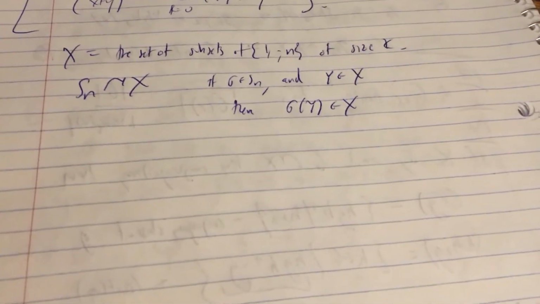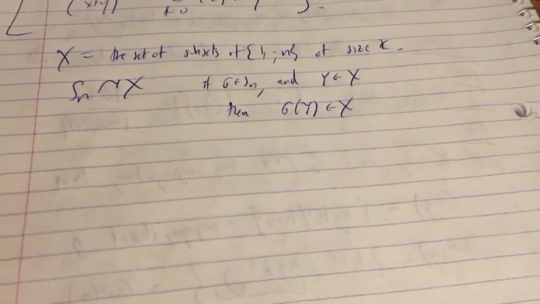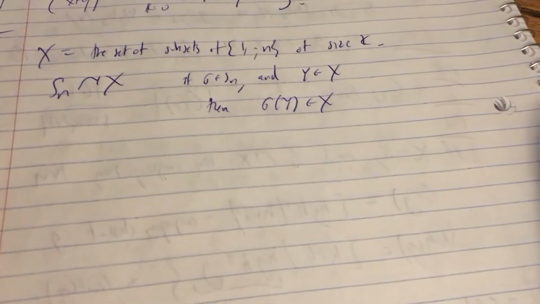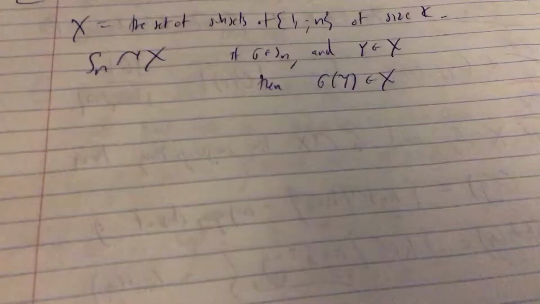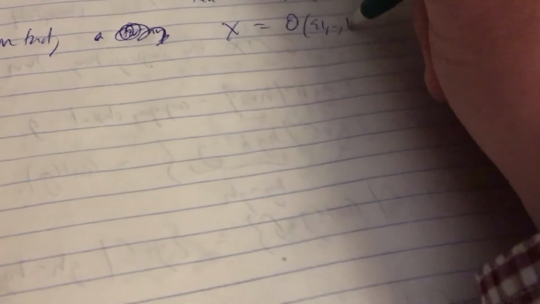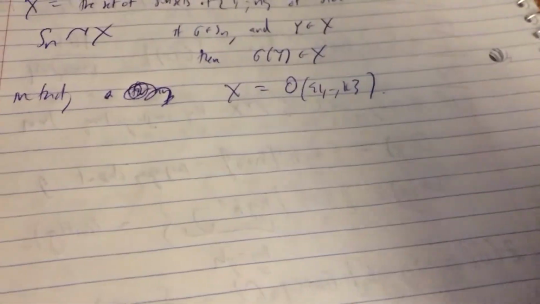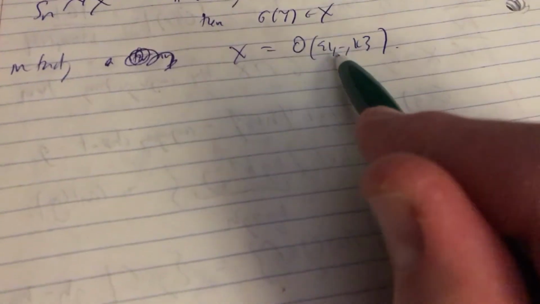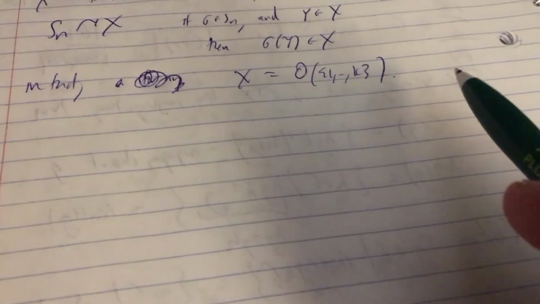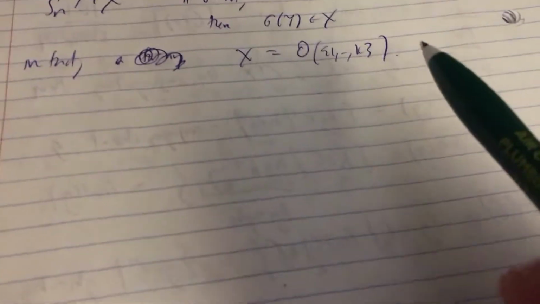Sigma is actually acting on this x, and the claim is that it acts transitively. In other words, there's only one orbit. So in fact, x is exactly the orbit of any given element, let's say 1 through k. There's only one orbit of this action. If you pick your favorite k element subset, which I'm just calling 1 through k, all of x is exactly that orbit.